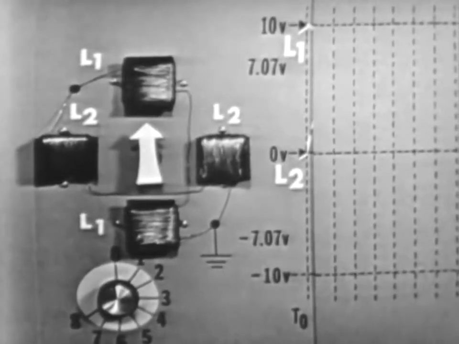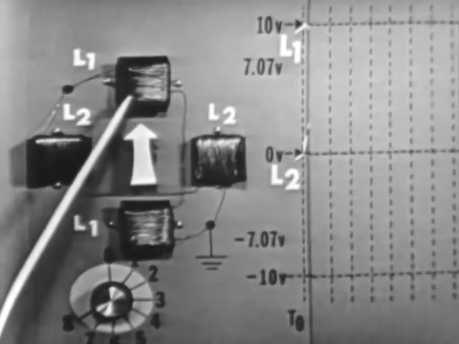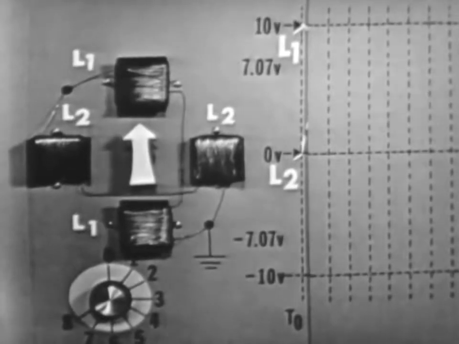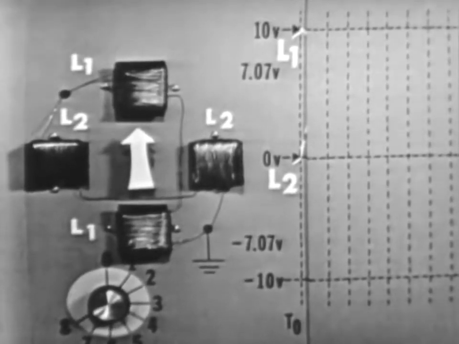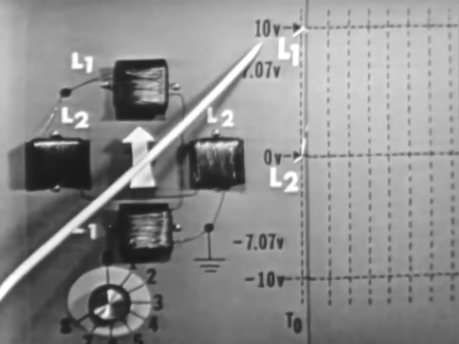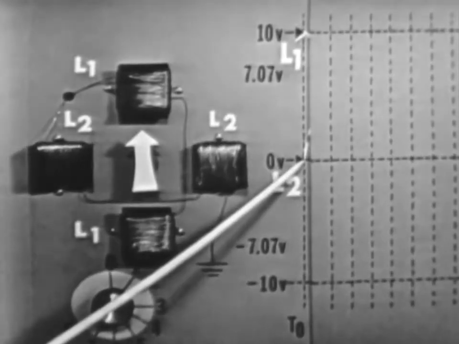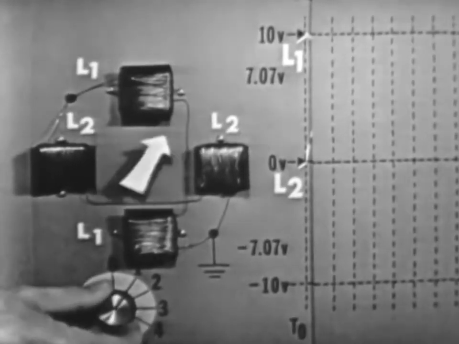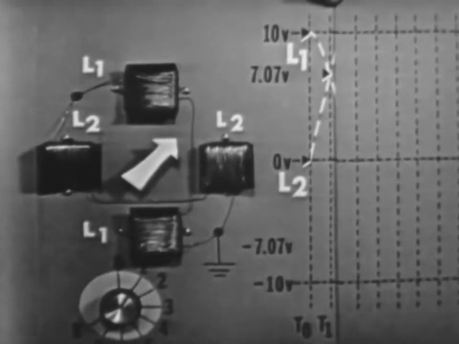All set. Now, at this position, the pointer indicates 0 degrees. It's pointing straight up. From this, we know that only L1 has voltage applied to it. The graph shows that the value of this voltage is a positive 10 volts. At this time, of course, L2 has no voltage applied. All right, switch it to time 1.